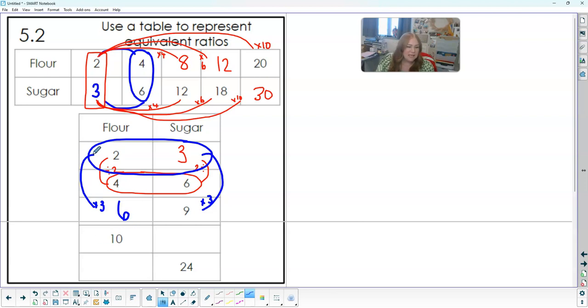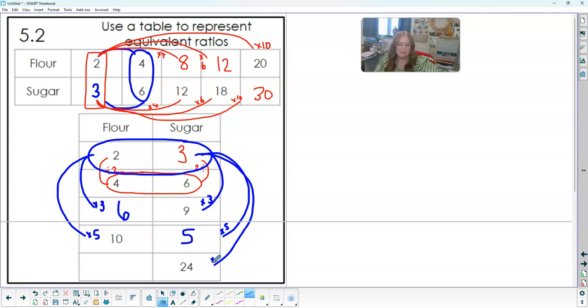So now we have this 10. So I'm asking, how do I get from 2 to 10? 2, 4, 6, 8, 10. That was times by 5. So 3 times 5 is 15. And we have one more. It wants to know, how did I get from 3 to 24? Is 8 times. So now I need to do 2 times 8 is 16.